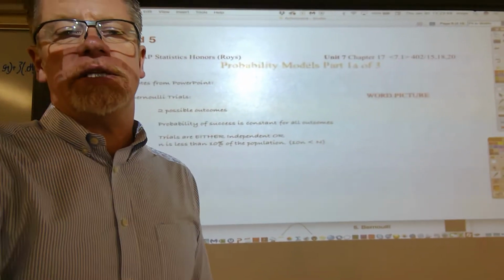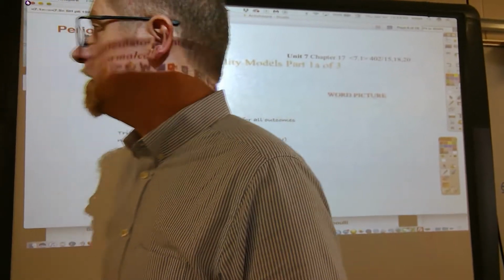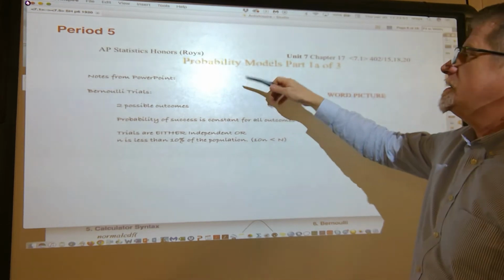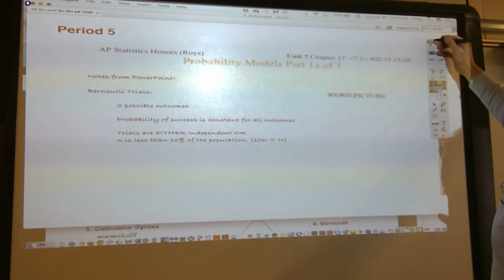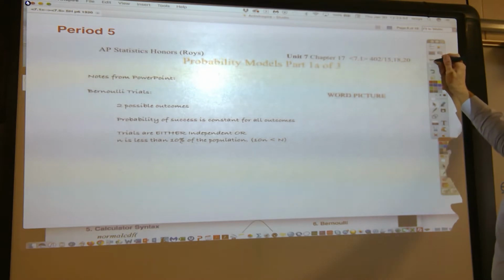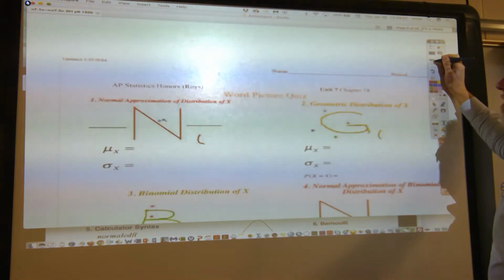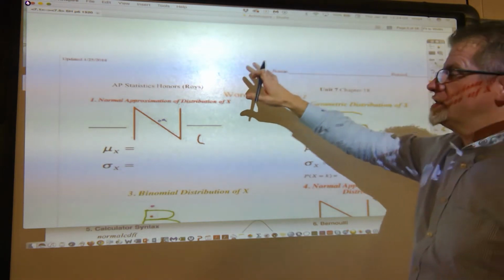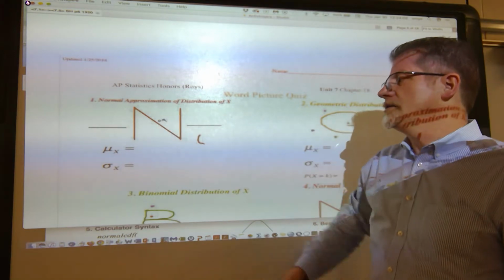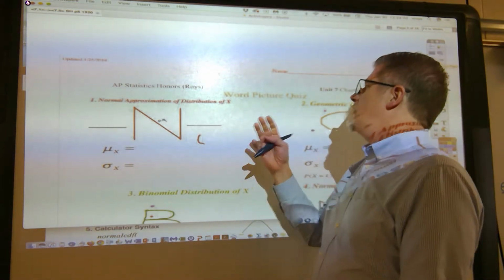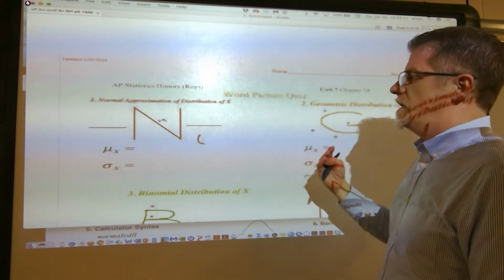Welcome to AP Statistics. We're starting chapter 17, where we're learning about probability models. So far, the only probability model that we've learned is the normal model. And so there's a word picture to help you understand when you can use this model. Now we're going to use a little metaphor of a model rocket.